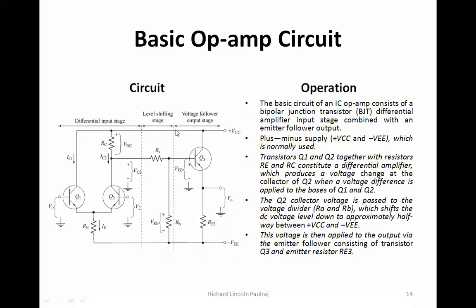So this is the basic circuit. This is what you're going to see inside the op-amp, inside your IC. It has three levels. Number one, a differential input stage. Number two, level shifting stage, and number three, the voltage follower output stage. These three are shown, and you can see that it has dotted lines here. Now let us take it stage by stage, and we will try to understand how the circuit works.